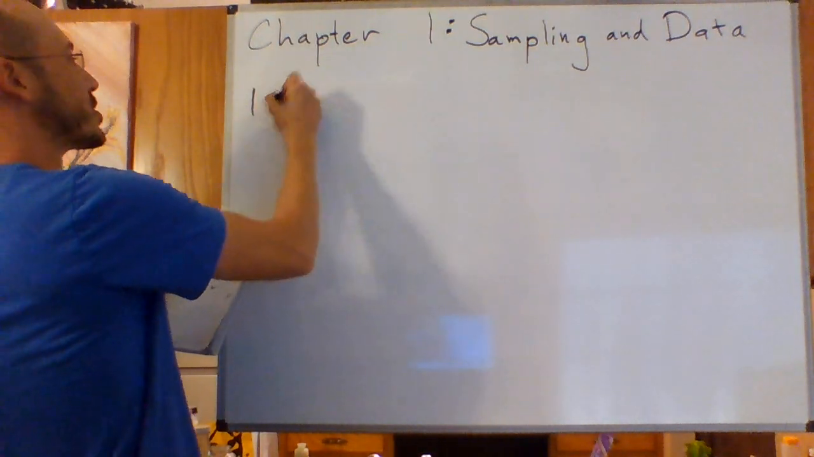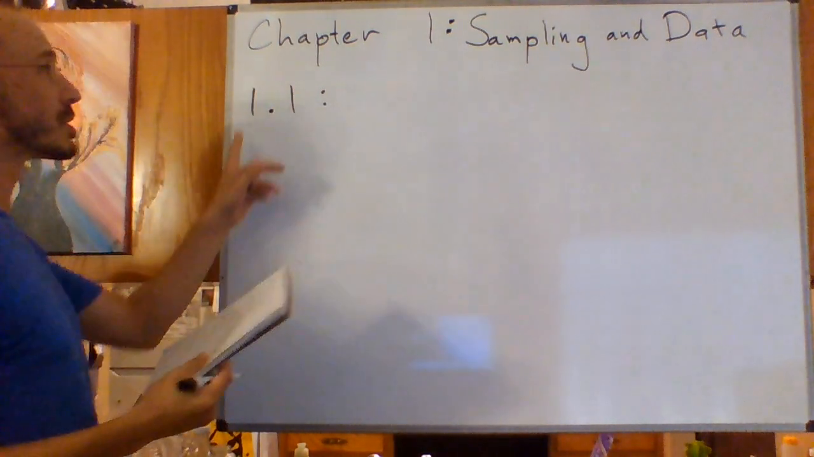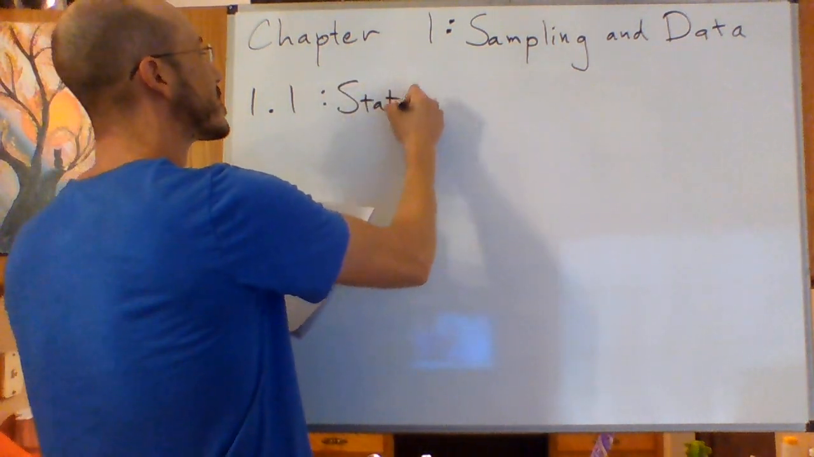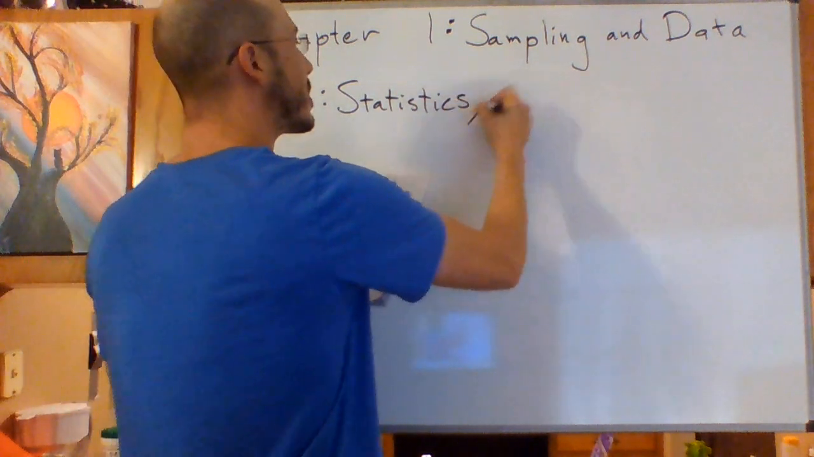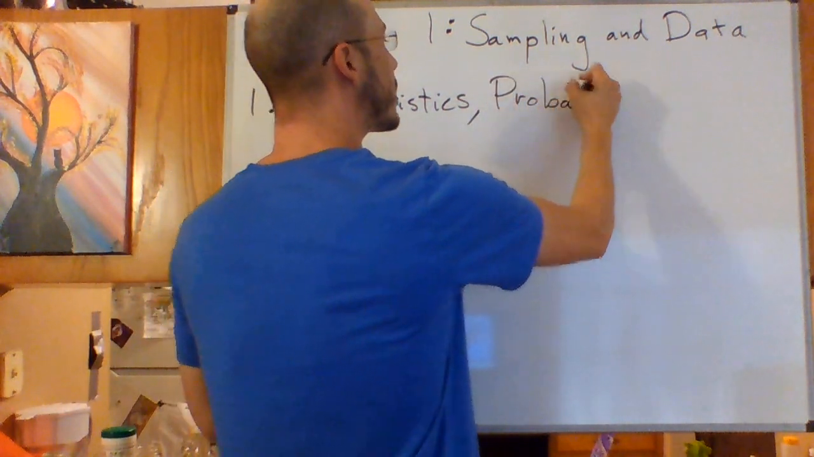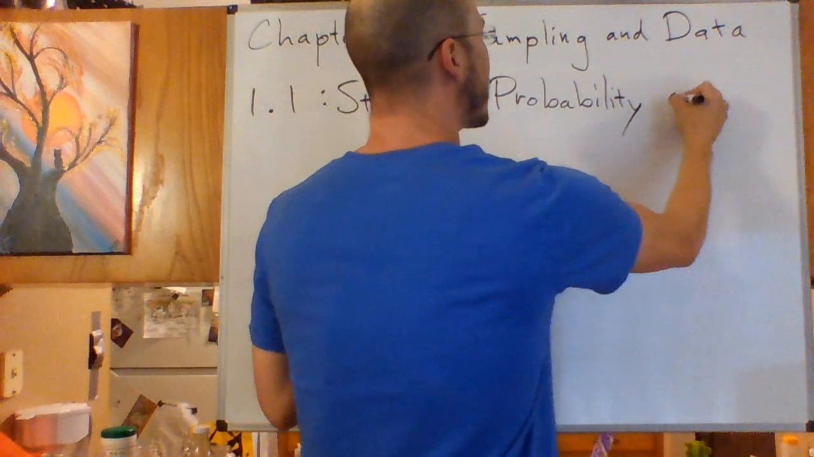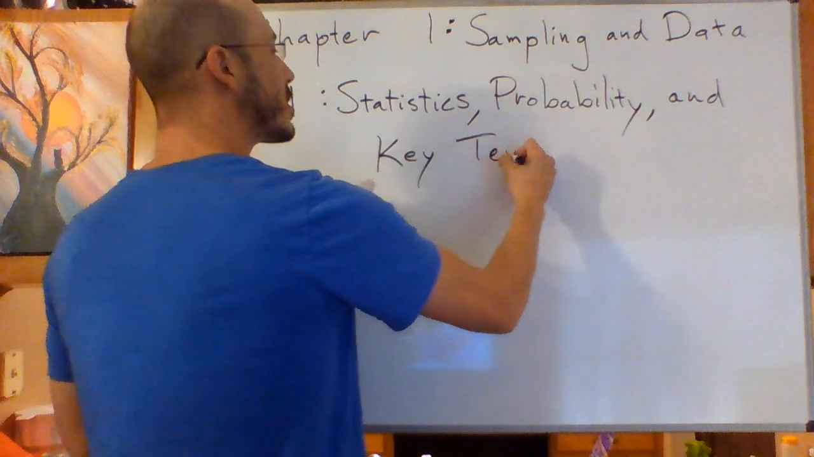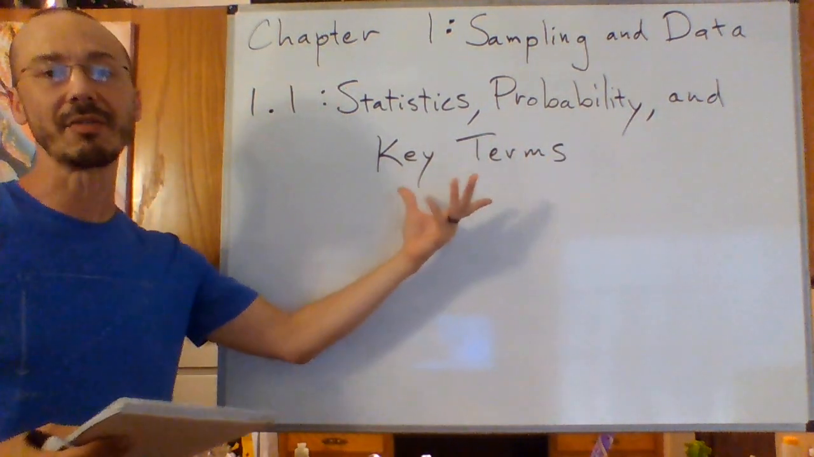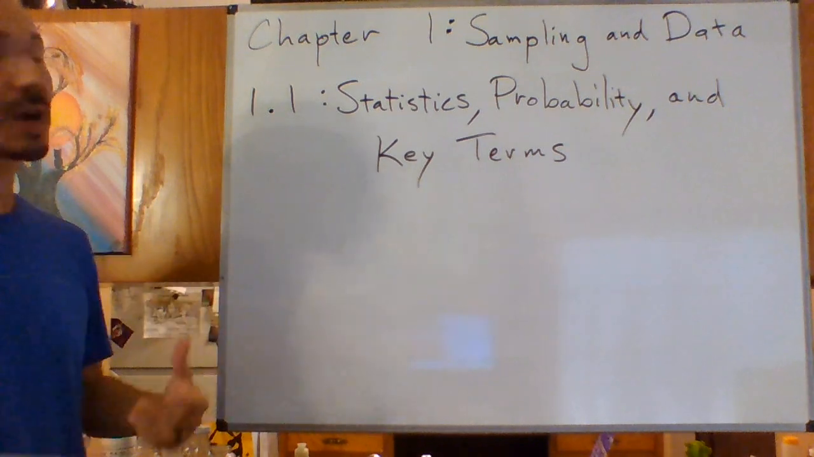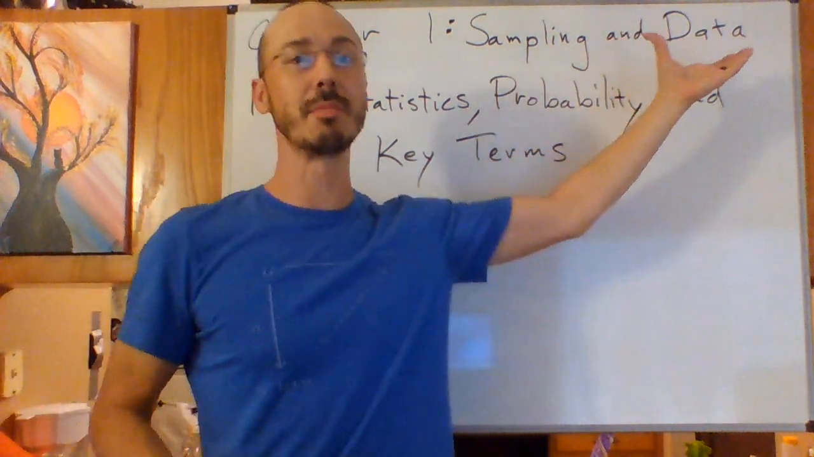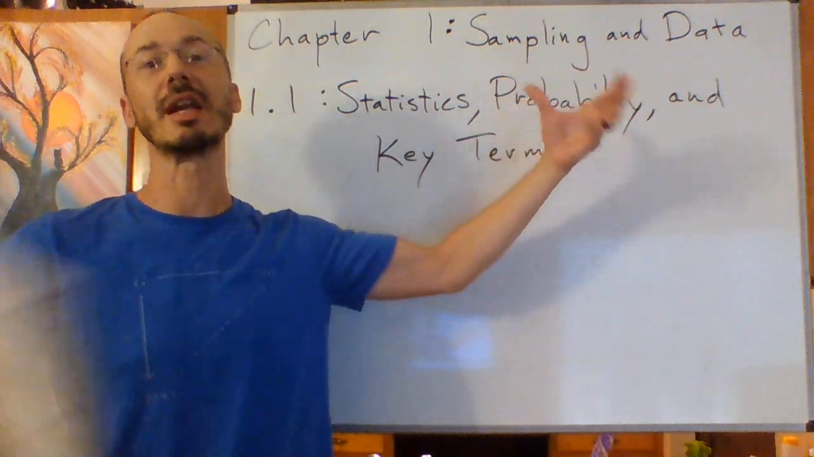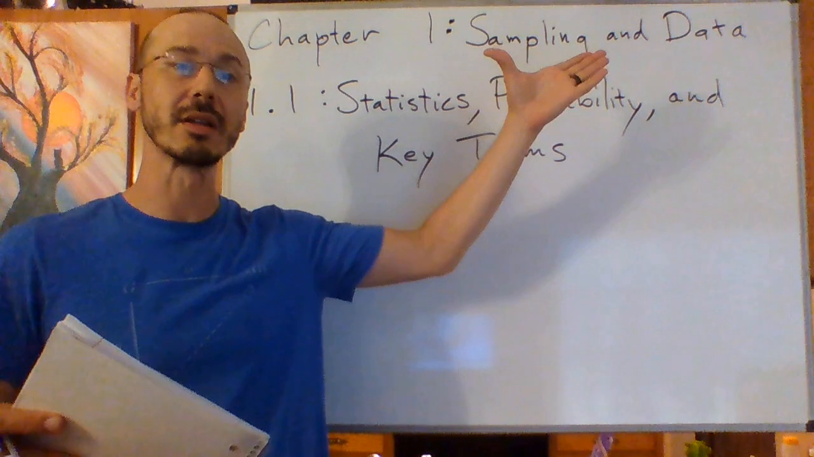So the sections are decimals, and section 1.1, the first section of chapter 1, is statistics, probability, and key terms. As I said, the definitions or terminology that we're going to use to describe data is kind of the main object of statistics. And sampling is how we collect data. We'll go into a little more detail of that later.